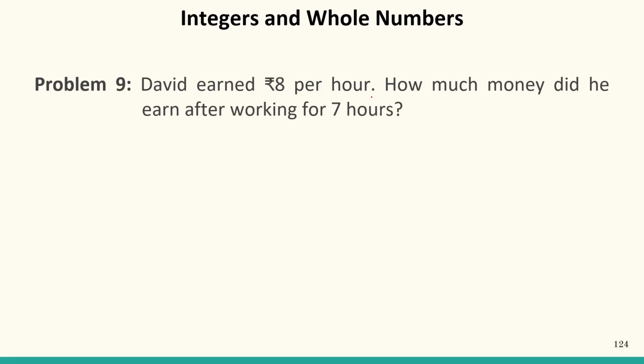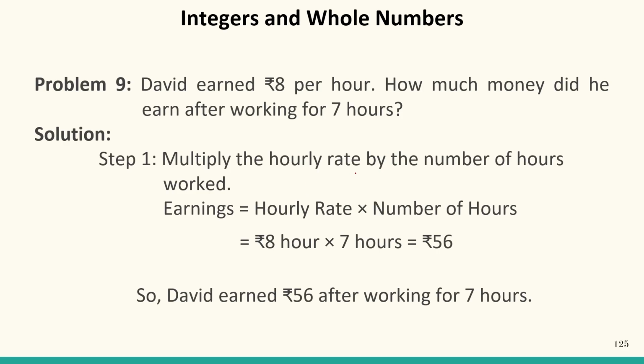8 rupees per hour. So how much money did he earn after 7 hours? 7 into 8, it will be the answer. So 8 into 7 is equal to what? 56. Okay, so this will be 56. So multiply the hourly rate by the number of hours. So 8 rupees into 7 hours is equal to 56 rupees. So Dravid earned 56 rupees after working for 7 hours.